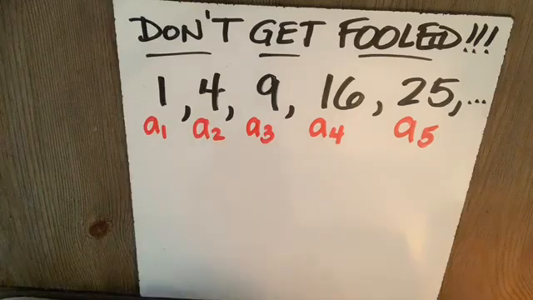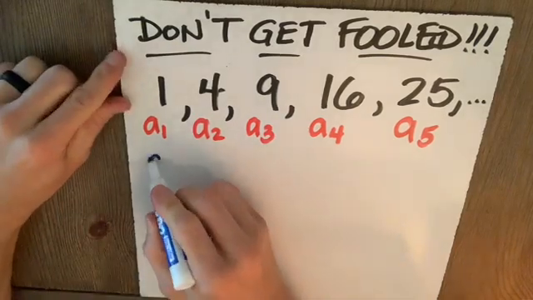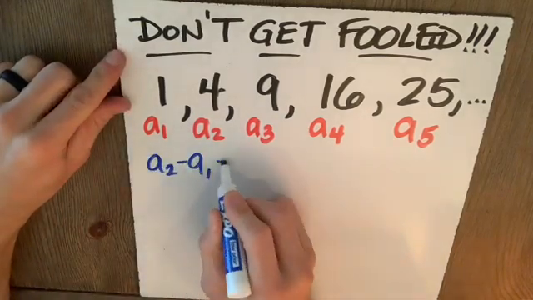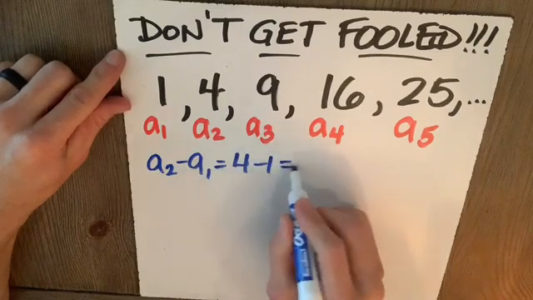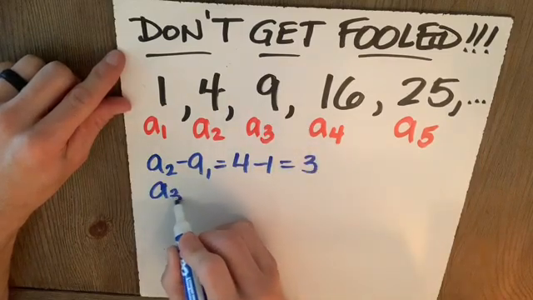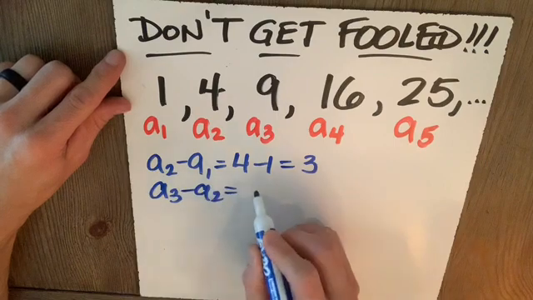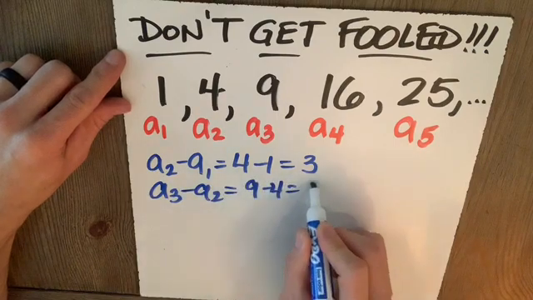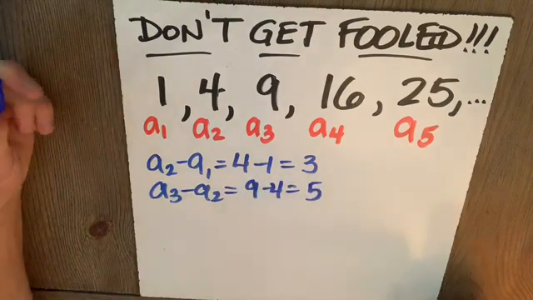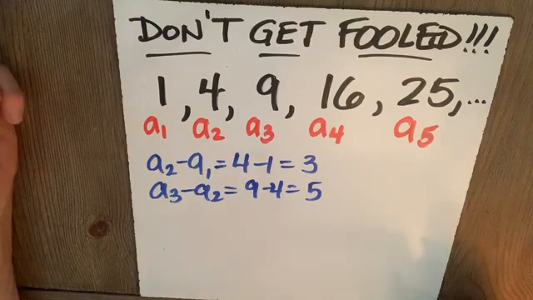You might look at this and think, well, let's see. A2 minus A1 is 4 minus 1, which is 3. And A3 minus A2 is 9 minus 4, which is 5. Do I have a common difference? No, so it's not arithmetic.